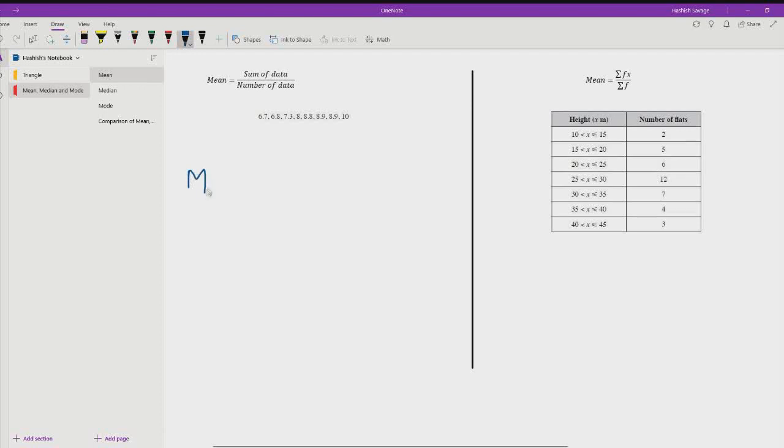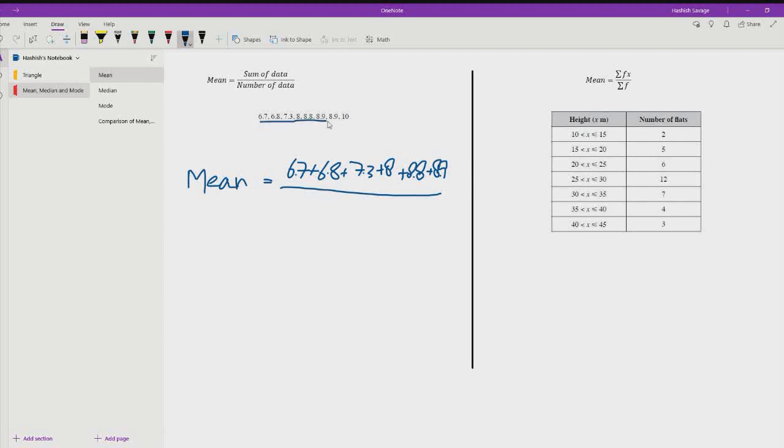write mean or average equals 6.7 plus 6.8 plus 7.3 plus 8 plus 8.8 plus 8.9. If I'm adding only these values, how many values are there? 1, 2, 3, 4, 5, 6. So divide by 6.